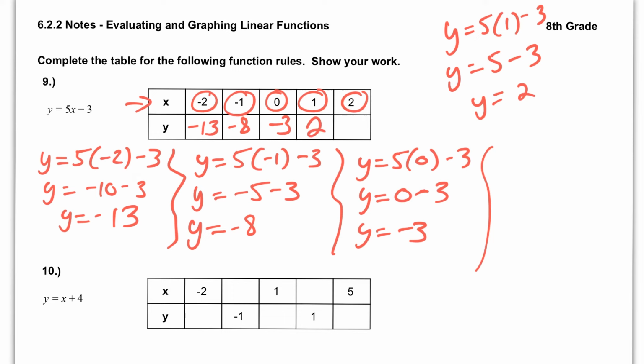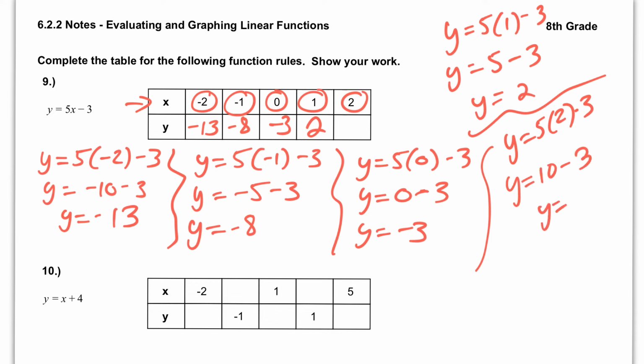And then lastly, if we plug in 2 for x, we get y is equal to 5 times 2 minus 3. 5 times 2 is 10, and 10 minus 3 is going to give us 7. So y is equal to 7 there. So that's exactly what we did on the front side, just without having to graph it.